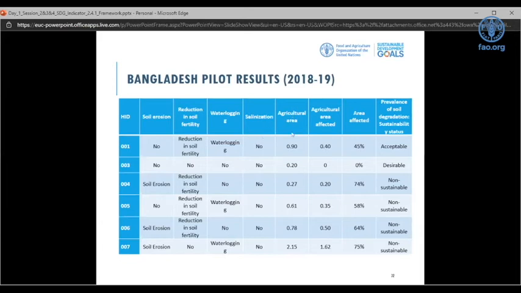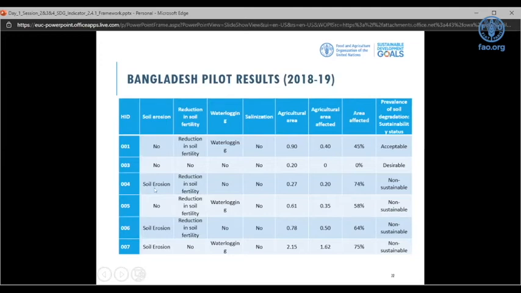The total agricultural land area of the holding is 0.9 hectares. The total agriculture area affected by these two threats is 0.40, which amounts to 45%. Now, if you recall from the previous slide, if the combined area affected is between 10 to 45% of the holding area, then we will classify it as acceptable, or yellow. So hence this was classified as acceptable. Holding number three, they answered no to all these questions. The total area of the holding was 0.2 hectare. 0% of the area is affected. Hence, this holding was classified as desirable.